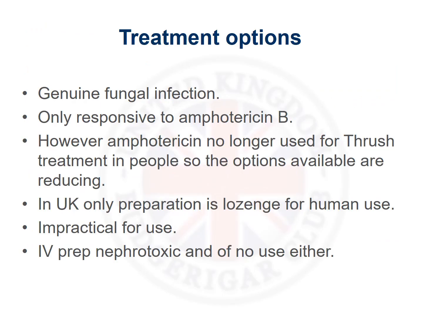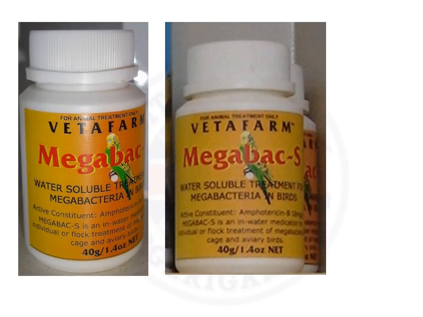So our treatment options for avian gastric yeast are variable really. It is a fungal infection. Amphotericin B is the antifungal, I guess, antimicrobial agent that we recommend. It used to be used for thrush in people many moons ago, and it's not so widely available now. In the UK we have a lozenge for human use, but it's not practical. There's an IV preparation, but that's nephrotoxic and really isn't any use either.